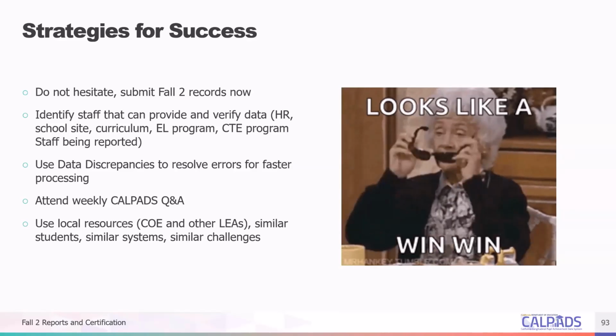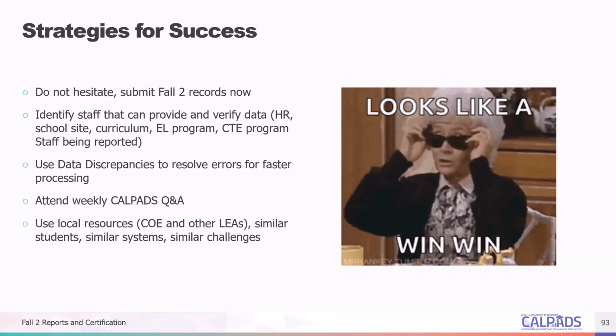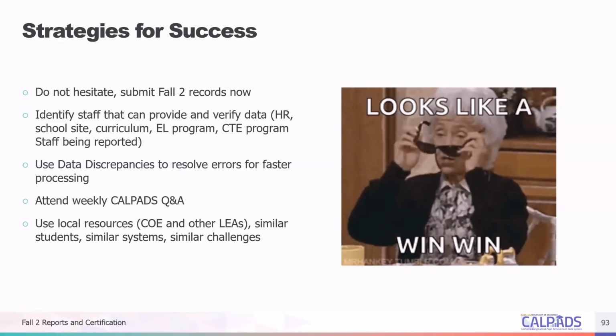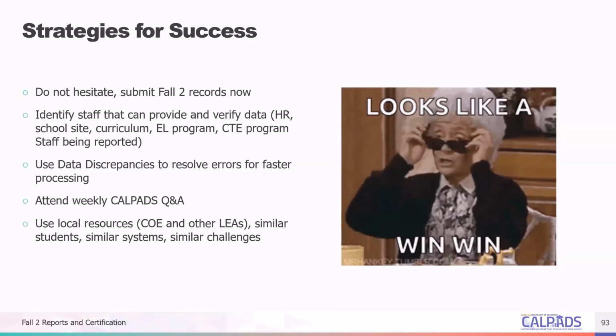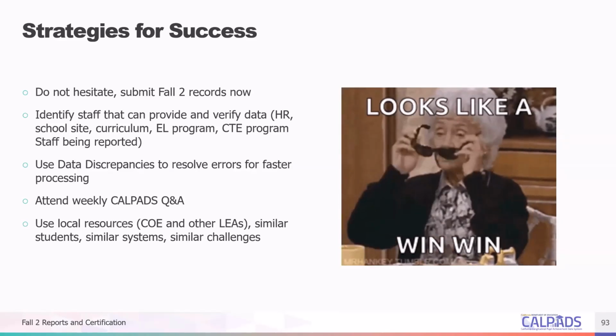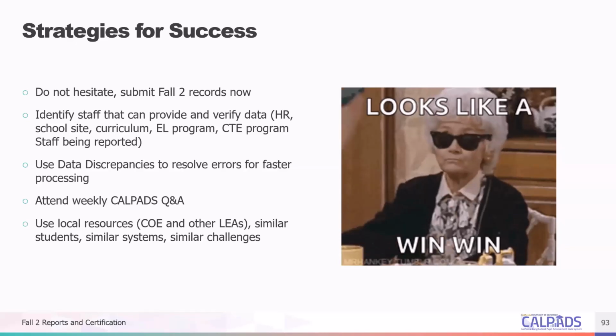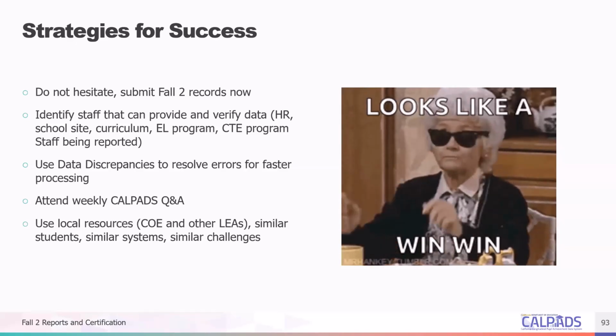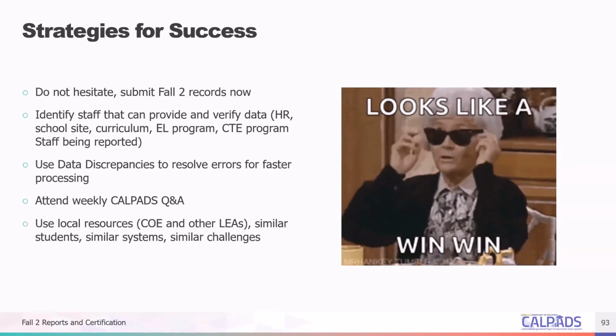Identify staff that can provide and verify data, right? You want to lean on your support system. You need your stakeholders to invest. That's your HR department, your school site staff, your administration, your curriculum instruction staff, your credential analyst. All of these staff members have input and should be able to sign off and verify data.